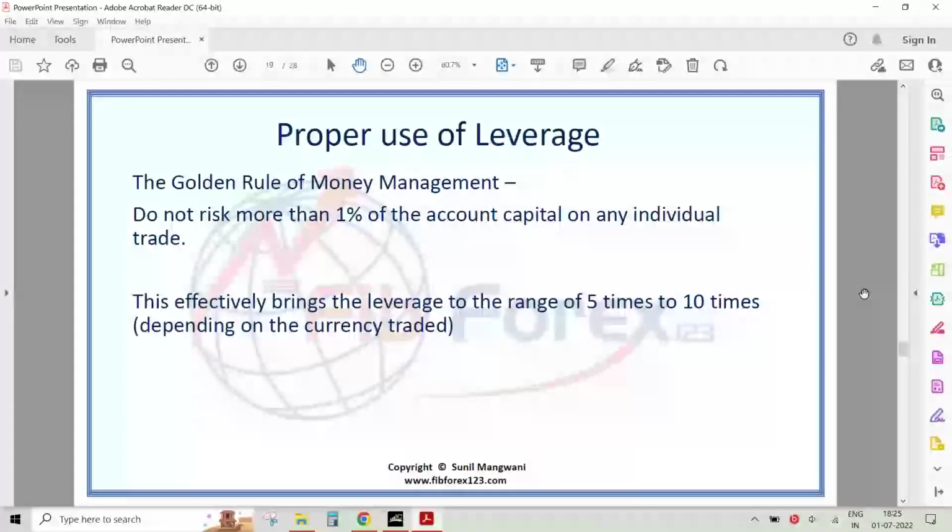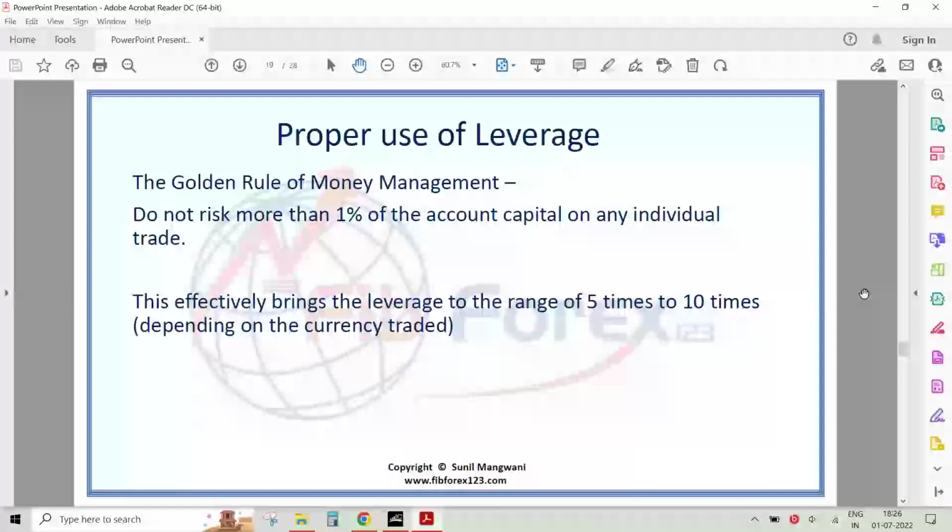So coming back to the golden rule of risk management, the second golden rule: do not risk more than 1% of your account capital. Now, if I utilize 1% of my capital on any individual trade, effectively, if you do the math based on the margin calculations that we just went over, you can do it yourself on your account, it brings the leverage down to between 5 to 10 times, depending on the currency that you're trading, the value of the currency.